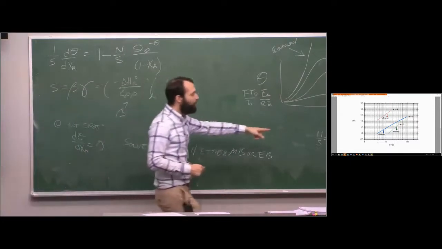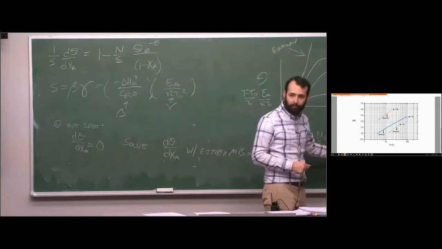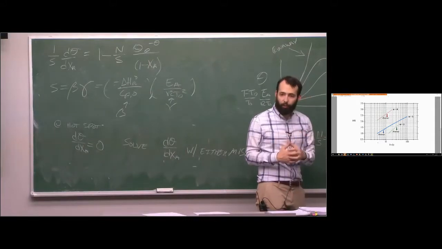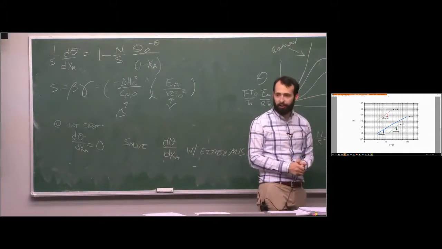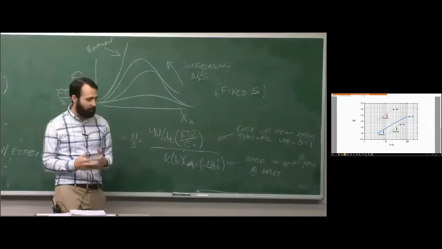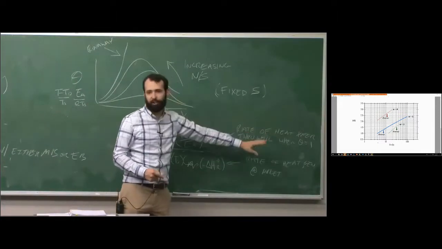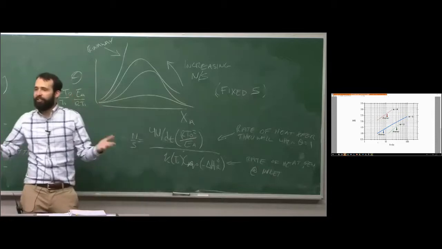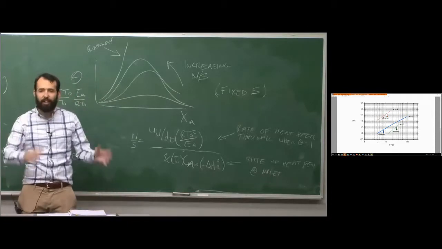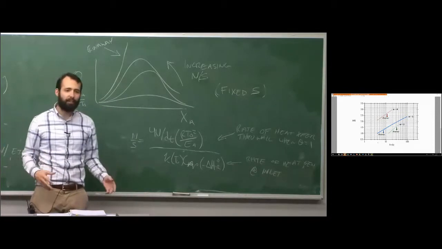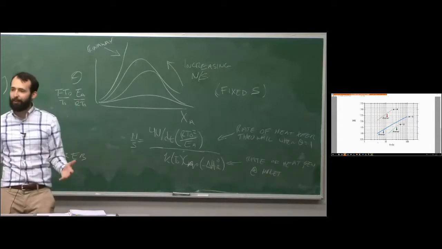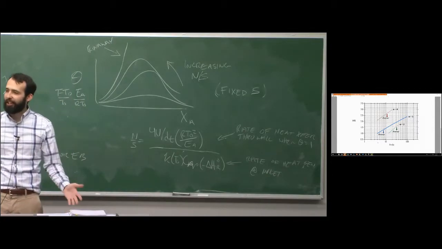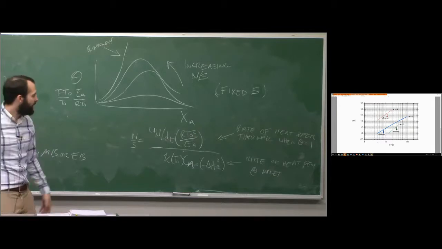So let's see. Do I want to increase or decrease N over S to go from a runaway to a stable chemical reaction? Increase, right? I want better heat transfer with my cooling fluid. Doesn't that just make sense. Don't get caught up in what is N over S and up or down. Think about it physically. If I'm trying to keep a reaction cold, I want better heat transfer with my cooling fluid. So how can I do that?